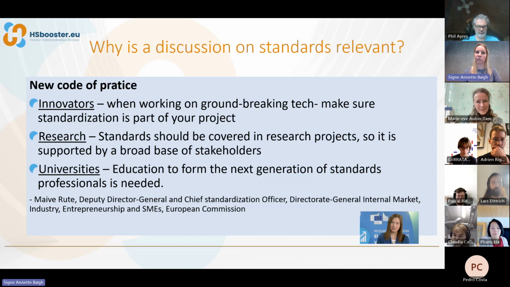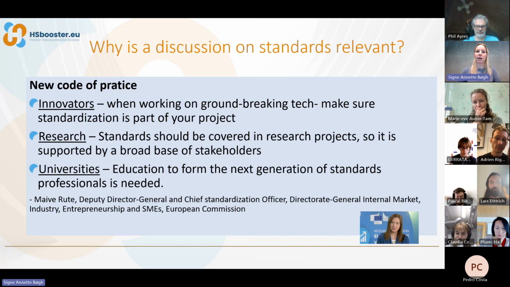The reason that I would like to discuss this with you today, we actually have one of the deputy directors of DG GROW, so from the Commission, who has stated these different aspects of why we should consider standardization in research and innovation. She says, first of all, when you are working with innovations, especially groundbreaking technology, which is what you are doing in EIC, make sure standardization is part of your project.